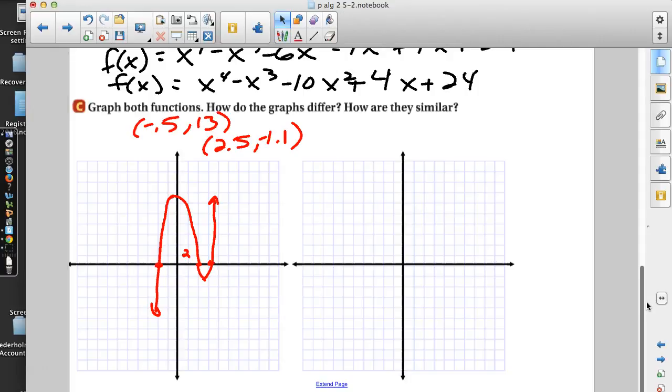I wish I hadn't cleared the other one. X to the 4th minus x to the 3rd minus 10x squared plus 4x plus 24. Now with this one, hopefully you could look at it and say, oh, yep, it's going to be all the way up at 24. Because if we put zeros in for all of the x's here, 0, 0, 0, 0 plus 24. And that's going to be our highest point. So let's see, 24.